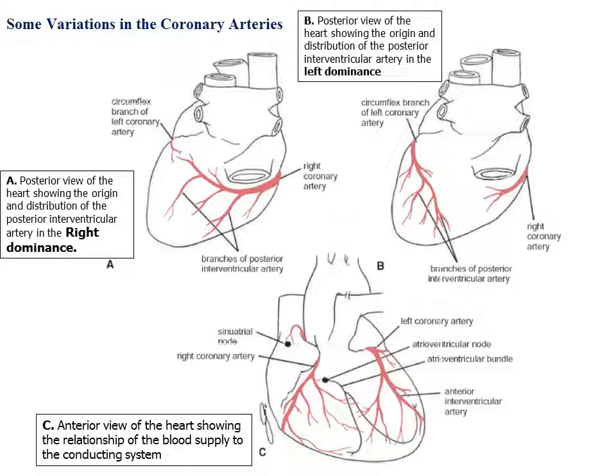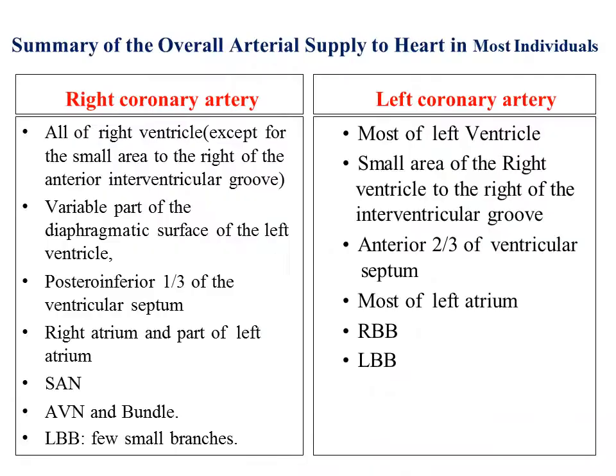And by relations, it means simply blood supply to those stations of the conducting system of the heart, which have a clinical implication. Definitely, it must have. So, in summary, let us enumerate the branches of both the right and left coronary arteries.